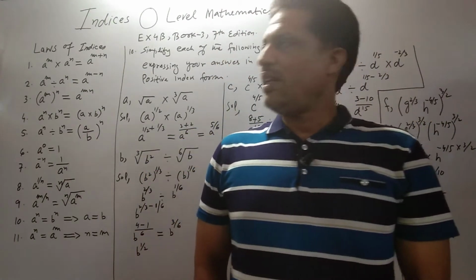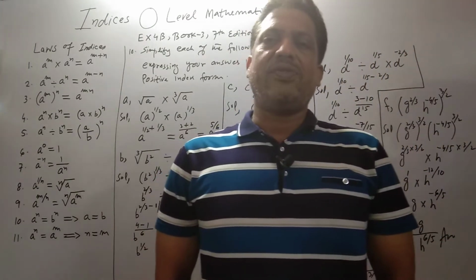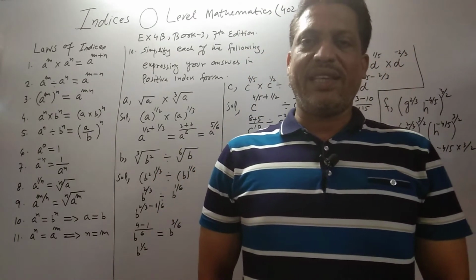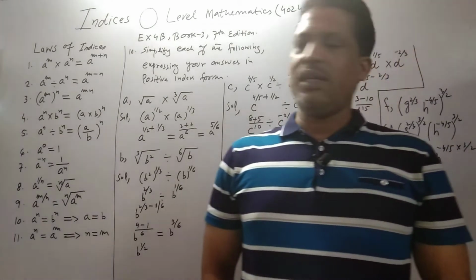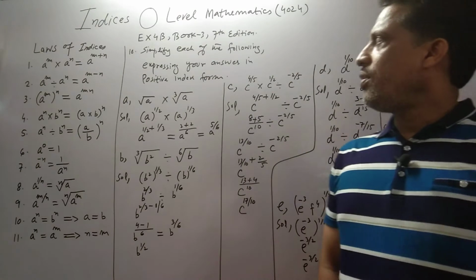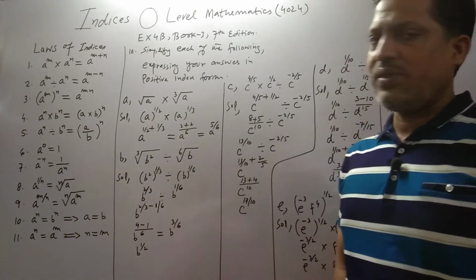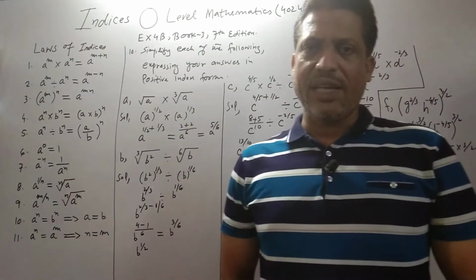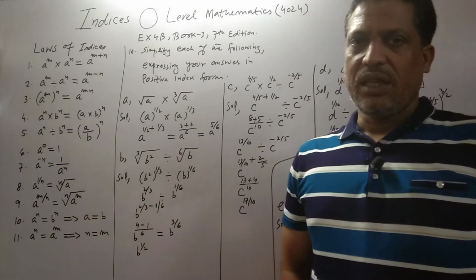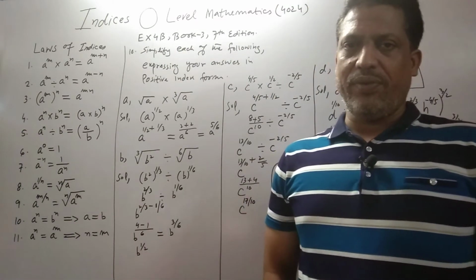In the last lecture, we did question number 9, exercise 4B, book 3, 7th edition. The topic is the same, indices. Today, we have to do question number 10 of the same exercise 4B, but a little bit different as compared to question number 9. Some more complex indices are involved.